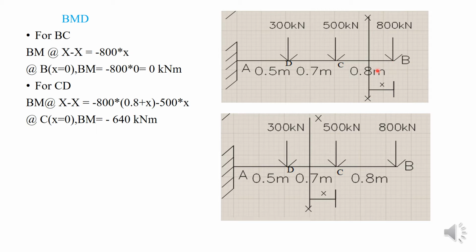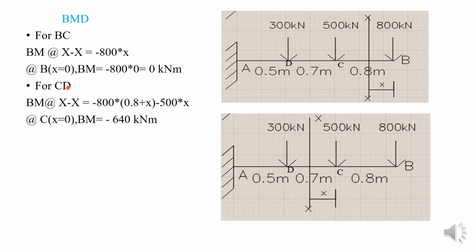So that means minus 800 into h is the bending moment about this section line. Okay. In order to get the value of bending moment at B, bring this section line up to B. So that means h will be 0. So 800 into 0 is 0 kilonewton meter, the bending moment at B. In order to get the value of bending moment at C, bring this section line up to C. So 800 into 0.8 will be the bending moment at C. Okay. So here you can see the span BC. Bending moment at x is equal to minus 800 into h. So at B, that means h is equal to 0. The bending moment is 0 kilonewton meter.